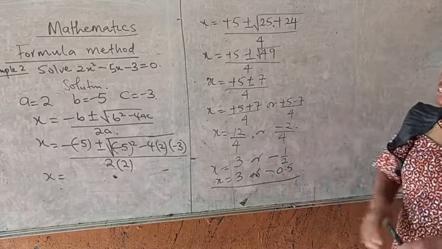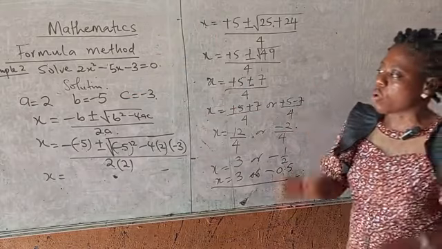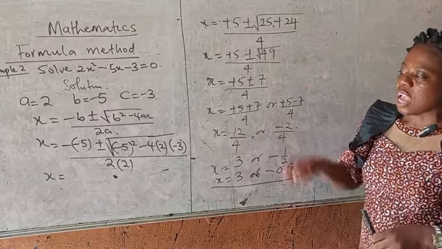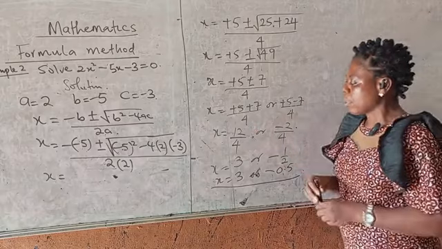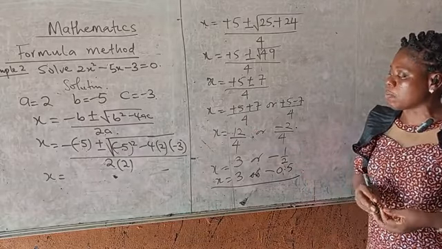So the only thing you needed is just substitution. The coefficient of x squared is 2, the coefficient of x is minus 5, c is minus 3, and you substitute into the formula and solve the problem. Is that okay? So I'll put my question in the comment section.